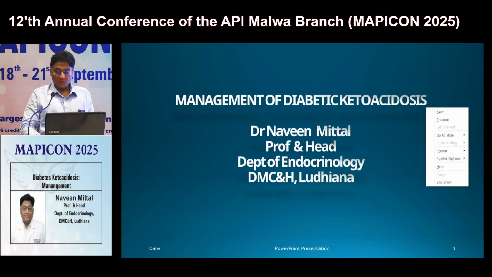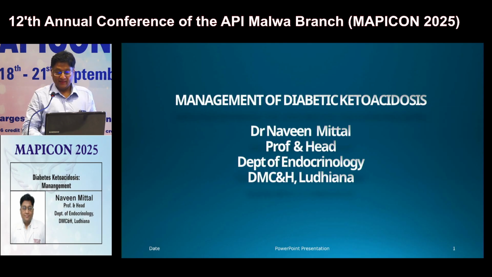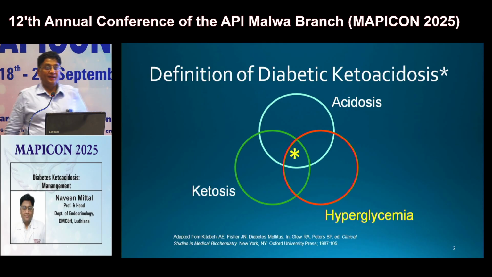What I am going to talk to you today is diabetes ketoacidosis. I tell my residents, it is very easy to remember about diabetes ketoacidosis. It has got 3 words: diabetes, ketones, acidosis. Diabetes means high blood sugar, ketones means ketones are positive, and acidosis means patient is having acidosis. So it is diabetes ketoacidosis.